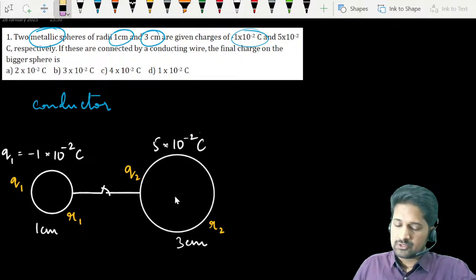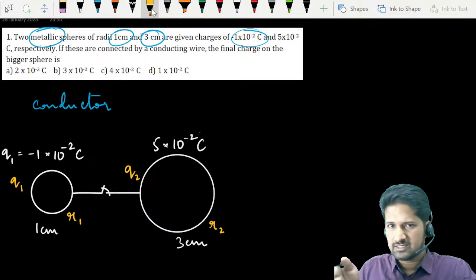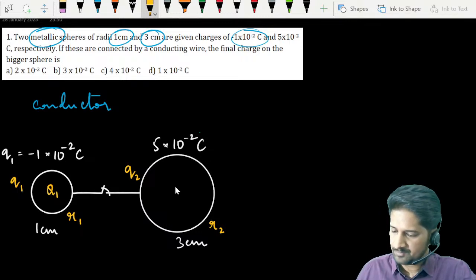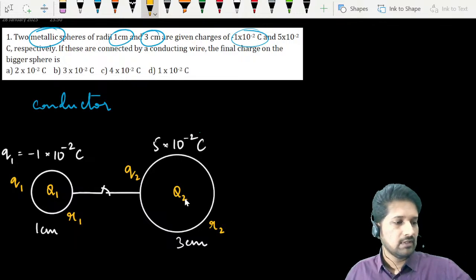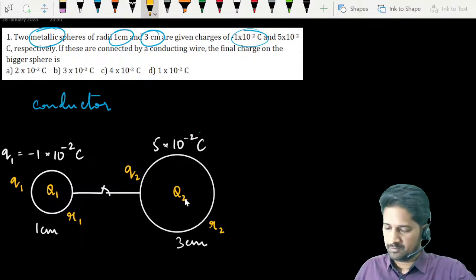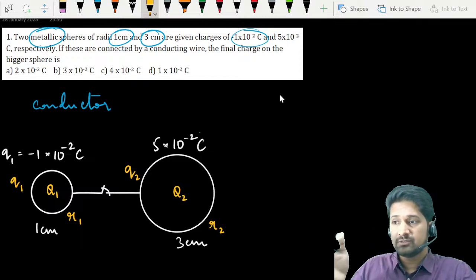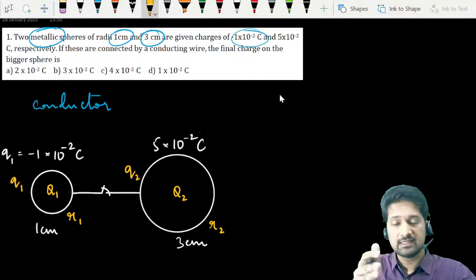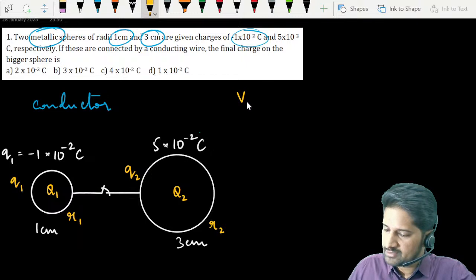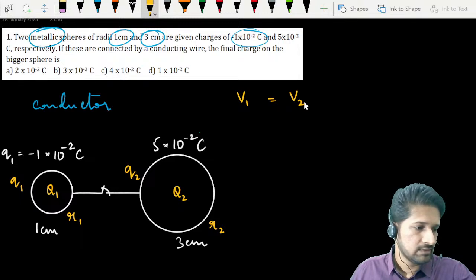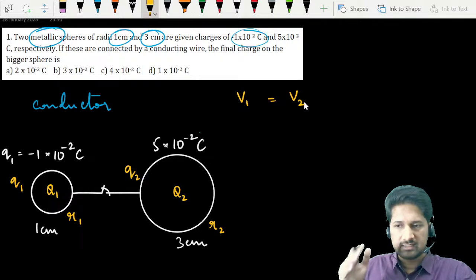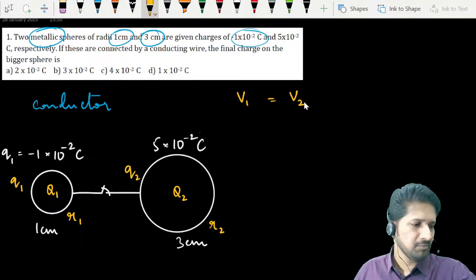Let's say the final charge on each sphere is capital Q1 and capital Q2. Initial charges I have taken as small q1 and small q2. Final charges, let them be capital Q1 and capital Q2. The charges will keep getting transferred from one sphere to the other till their potentials become equal. So the potential of the first sphere should become equal to the potential of the second sphere finally. Kangna has given the answer, till the potential difference is the same. You are absolutely correct. The charges will keep getting transferred till the potentials become equal.